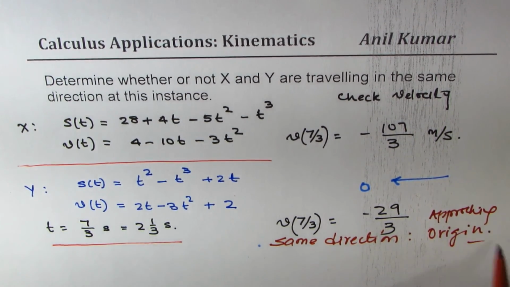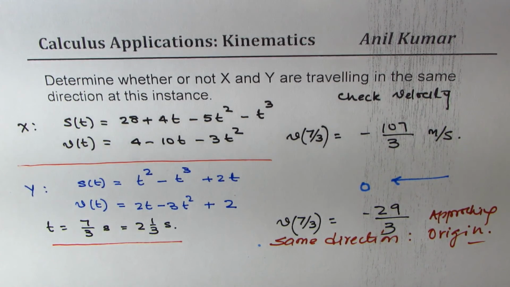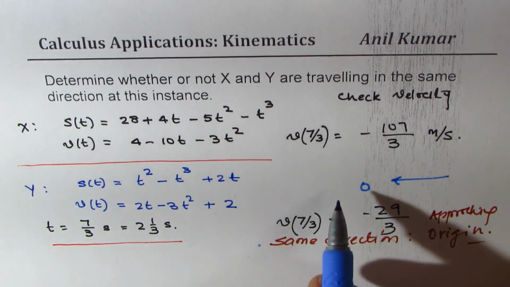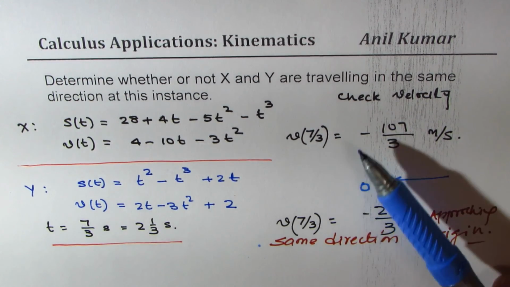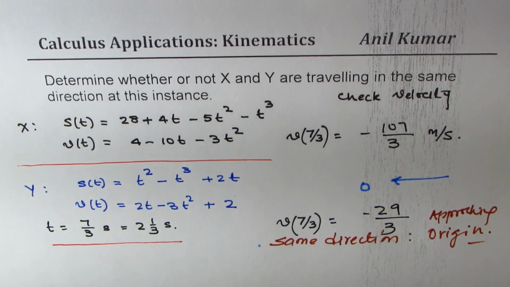Their starting point. So that is how we should be solving this particular equation, right? So it could be approaching, or it could be going away from this on the left side. Either way, since both the signs are negative, clearly it indicates that they are traveling in the same direction.